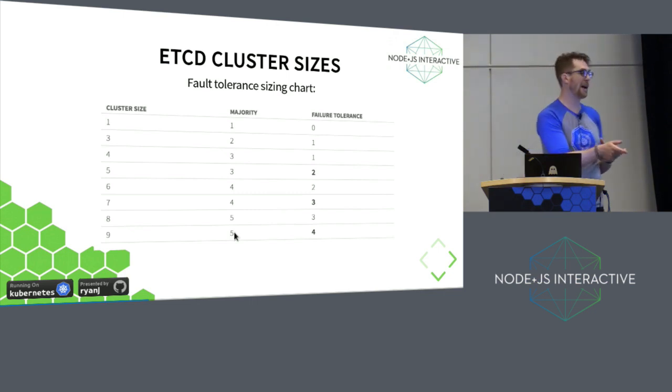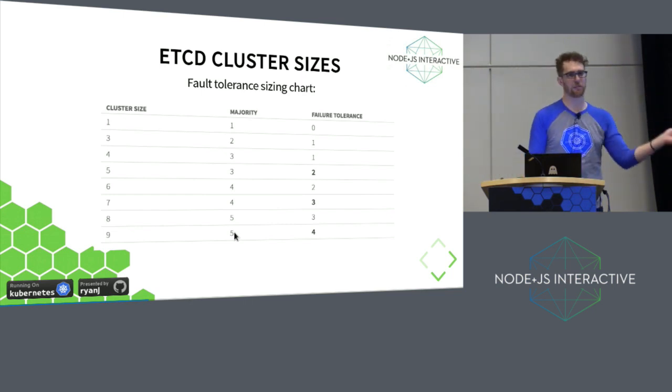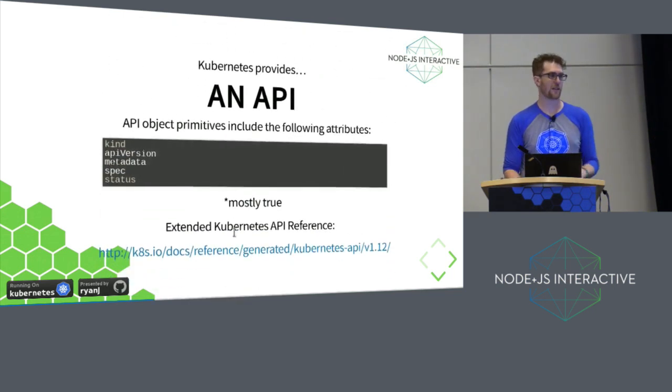It needs more than half of the nodes available for it to reach a real consensus. So this is more technical stuff. You guys won't need to get into this.